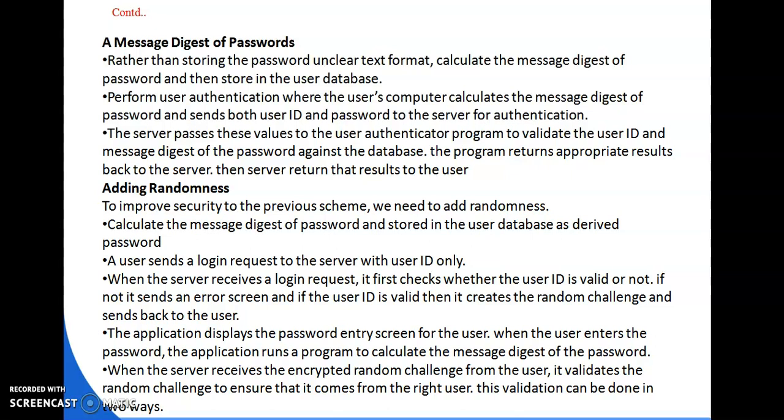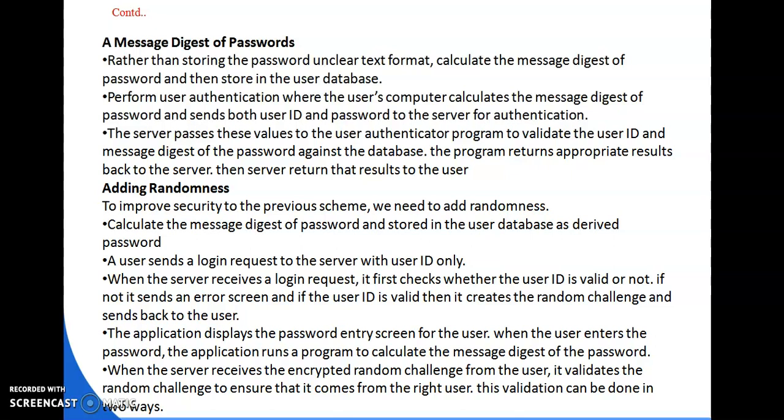Next, when the server receives the encrypted random challenge from the user, it validates the random challenge to ensure that it comes from the right user. This validation can be done in two ways. The first way is the server tries to decrypt the random challenge with the message digest of the user's password and then compares it with the original random challenge. If it matches, it ensures that it comes from the right user.